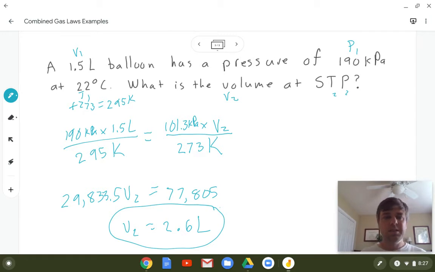So hopefully you're kind of getting the idea of how to plug numbers into this and solve it. What you'll find next in Google Classroom is a few problems for you to try on your own. Good luck.